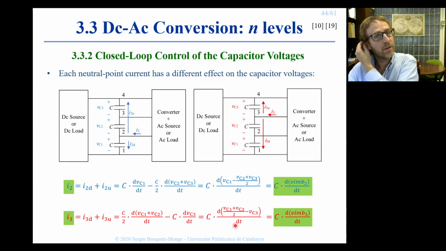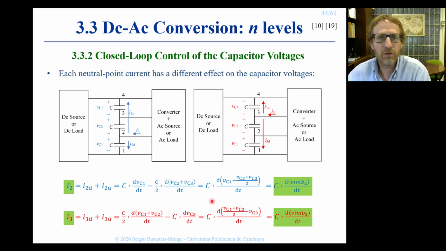Let's now see how we can extend the closed loop control of the capacitor voltages to the general N-level case. Now we have more than one neutral point, and therefore we will have to deal with more than one neutral point current. Each neutral point current is affecting the DC link in a different way. In the 4-level case, we have two neutral point currents, I2 and I3.